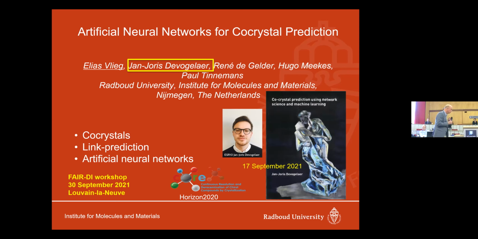I will talk about 3 things: co-crystals, just to explain what they are and why we use them. I'll talk about link prediction, which is slightly different from artificial neural networks, and then artificial neural networks. But if you have to summarize what we are doing, then you could say it's partner search for molecules. That's the name of the game.